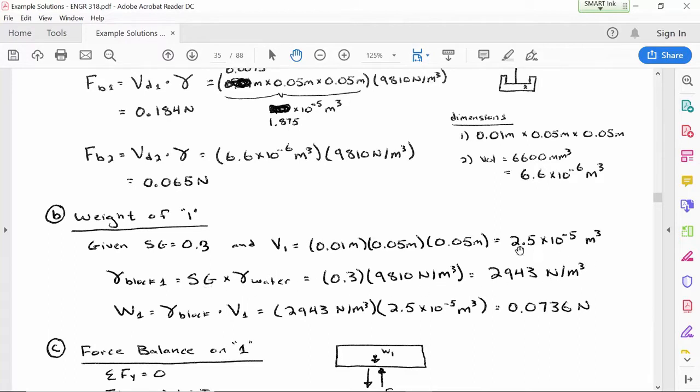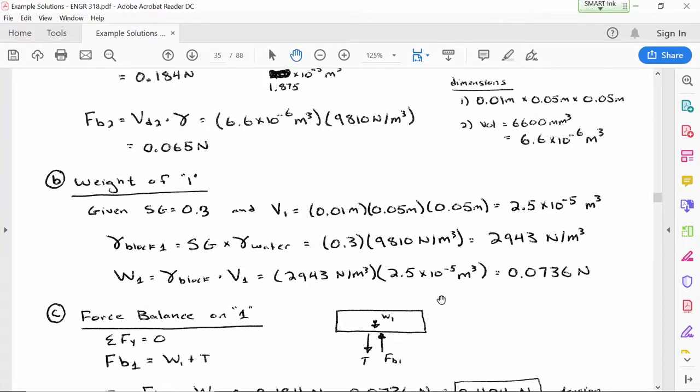So this block is made out of a wood that has a unit weight of 2943 newtons per meter cubed. And then finally we calculate the weight of the block by its overall volume, including what's above and beneath the water line, and then the unit weight of the block. All right, so we now know enough about that wooden block to do this force balance to calculate the tension.